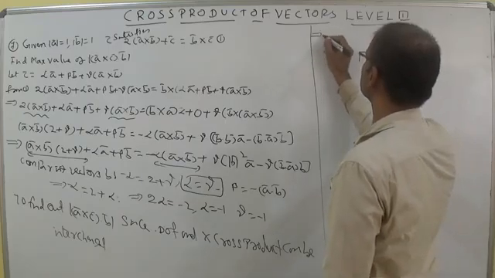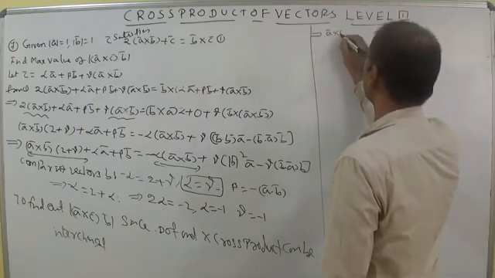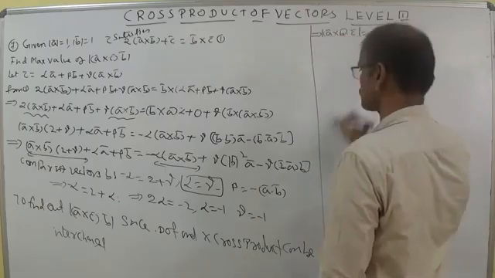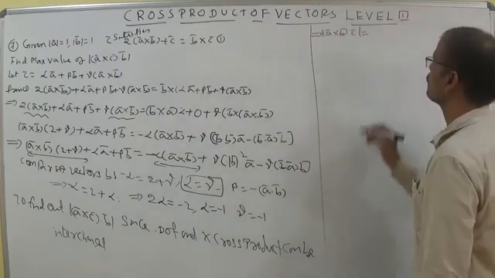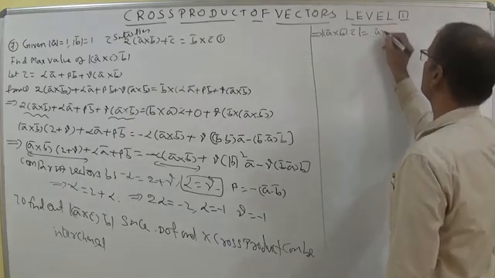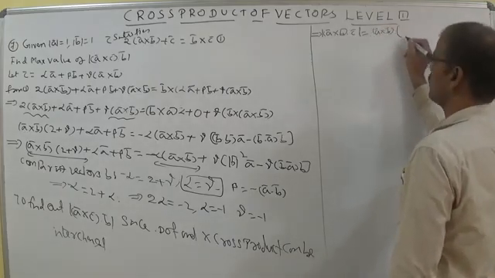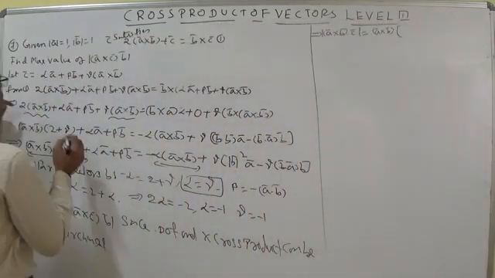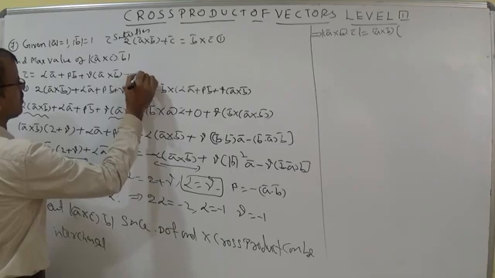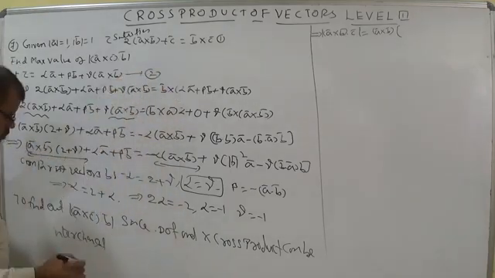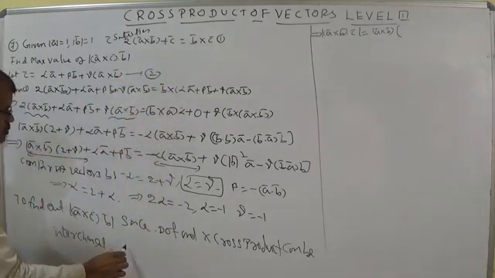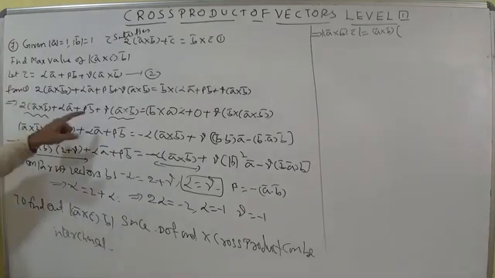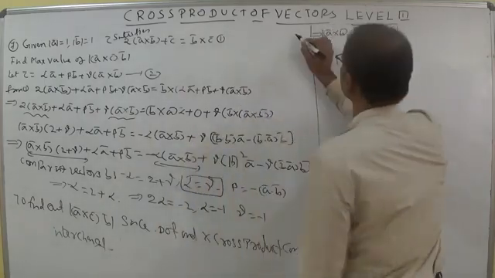That implies you can write here A bar cross B bar dot C bar. So what is the value of A cross B? Simply you write A cross B into the value of C we got. C, we thought that alpha A bar plus beta B bar plus gamma A cross B, let it be 2. From 2 we can write here.